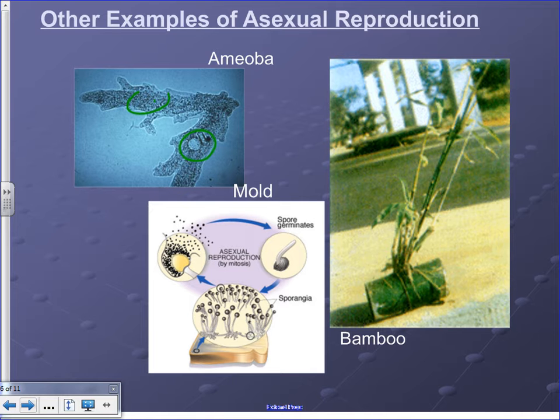Bamboo also reproduces asexually. You cut off any piece of bamboo and it'll sprout from there and grow. All right, questions on that?